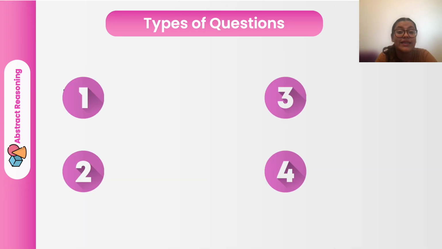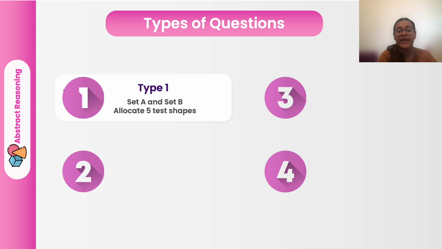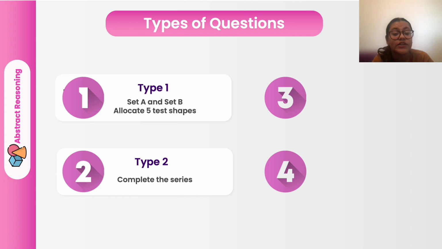Next, let's look at the types of questions. So there are 4 types of questions in this section. The first one is where you have objects in set A and objects in set B, and you are allocated 5 test shapes and you need to decide whether they belong to set A, set B, or neither. Type 2 is where you have to complete the series, so you're given 4 objects or 4 shapes and you have to predict what the next shape in the series will be.